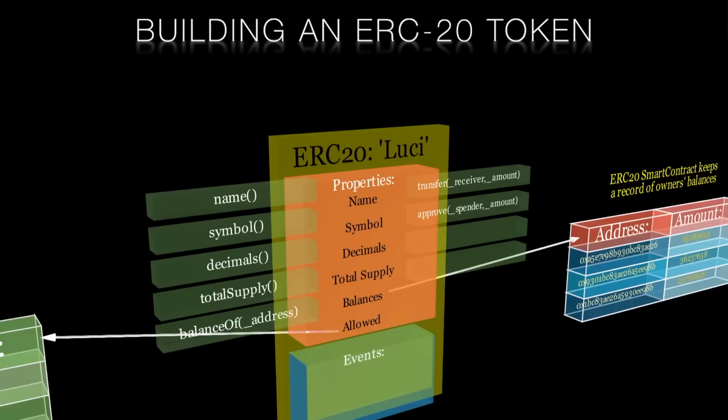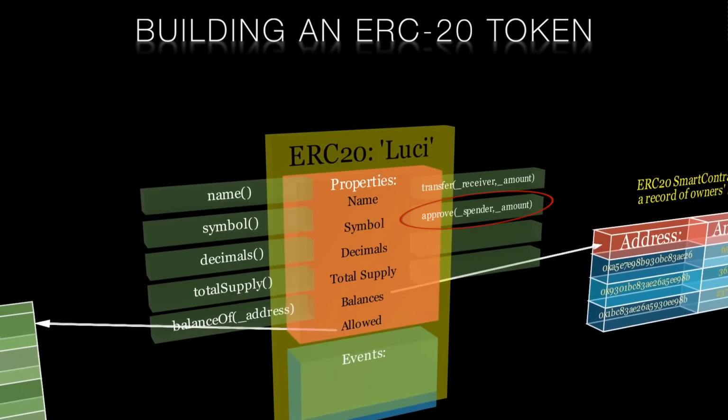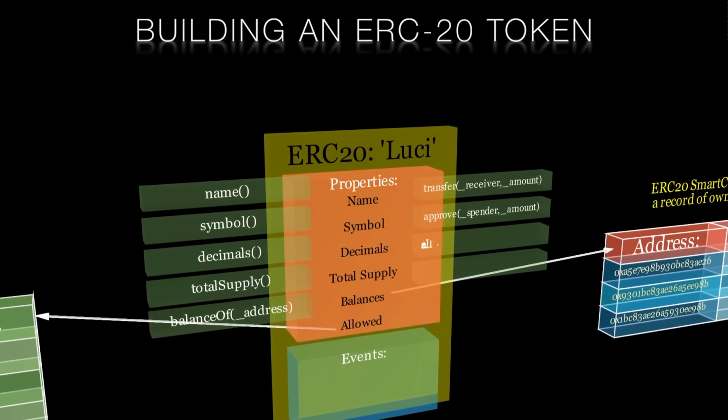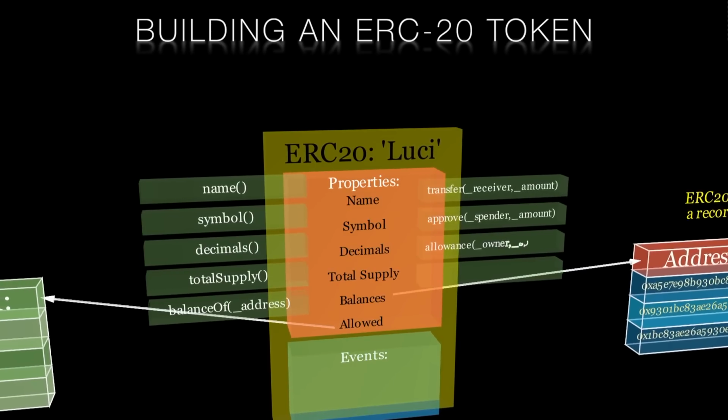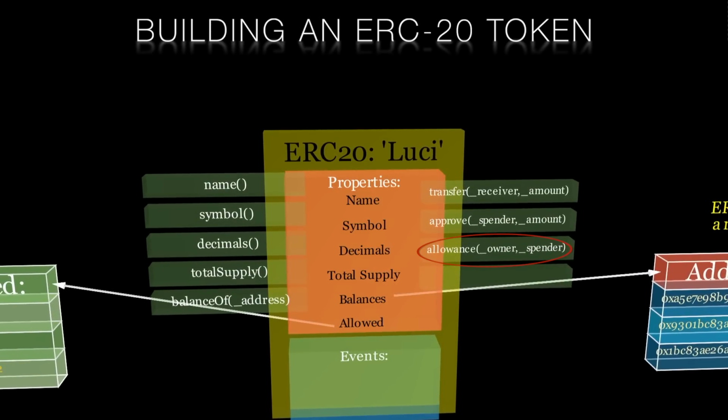This allows a token owner to approve a third-party spender to spend up to a permitted value on their behalf. Again, think of this like MasterCard setting, raising or lowering a credit card limit. This allowed mapping can be viewed with an allowance function. This will return the limit that a spender has left on a particular owner's account.